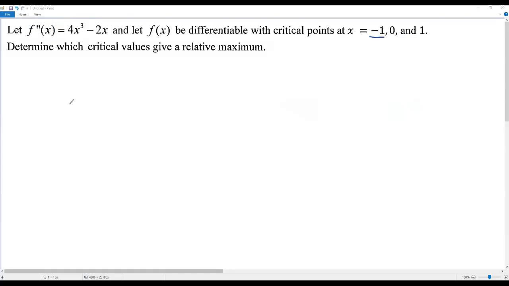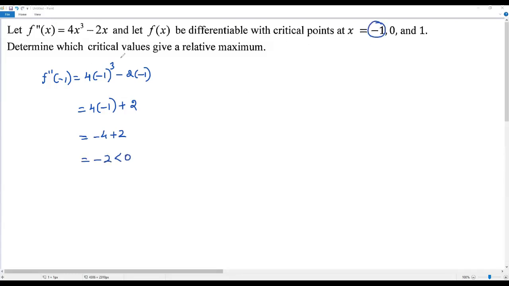First, let me plug in the first value -1 into f double prime of x. F double prime of -1 equals 4 times (-1) to the third power, minus 2 times -1. So I'm getting 4 times the evaluation of (-1) cubed, which is -1, and negative times negative becomes positive 2. So it equals -4 plus 2. Finally, I'm getting -2, which is less than 0. So when I plug in the first critical value -1 for x into the second derivative, it becomes negative. So what do we conclude over here? The graph of the given function f of x is concave down. Let me write that over here.